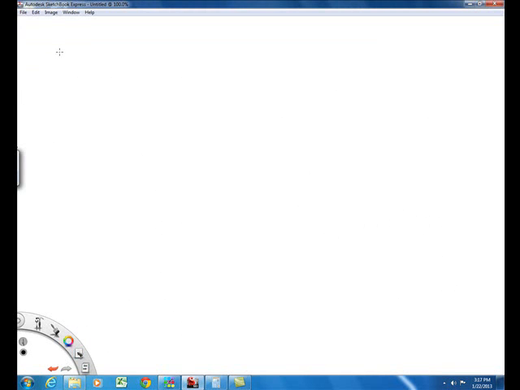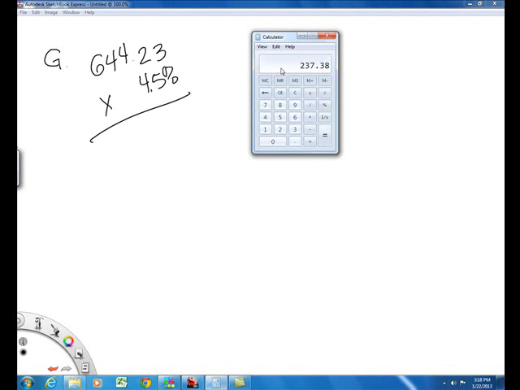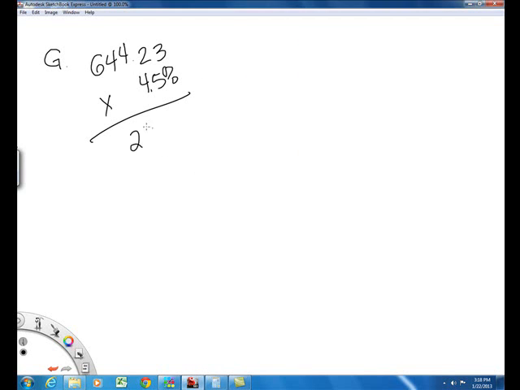The next thing I want to show you is part G. In part G, all we're doing is calculating the state income tax, and then it tells us what the state income tax rate is. So I'll show you one and you should be able to get the rest. $644.23, and that's at a rate of 4.5%. All I have to do is take 644.23 times 4.5%, which is $28.99.